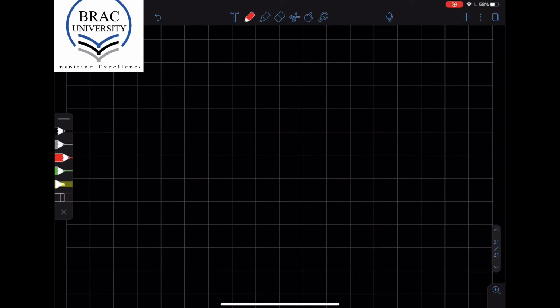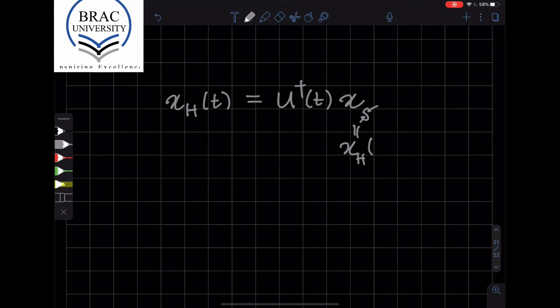So let me conclude this lecture by showing that if we were to solve the problem in the Heisenberg picture, we would also get the oscillatory behavior. So in the Heisenberg picture, we are interested in x_H(t), the position operator in the Heisenberg picture, as a function of t. This is given by the unitary operator U dagger of t acting on x in the Schrodinger picture, which is identified with the Heisenberg picture x at time 0, and then U of t.